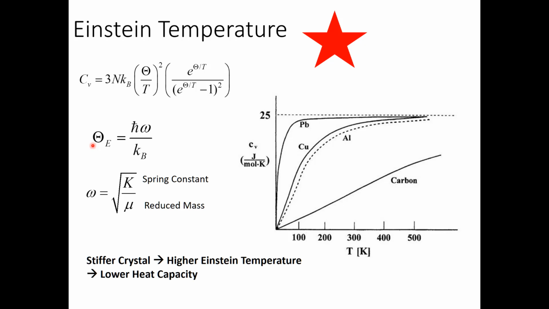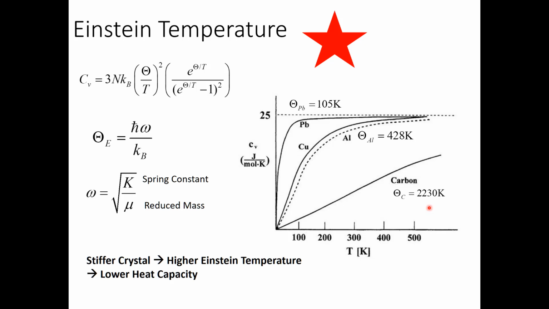So basically, what you'll see is that a stiffer crystal gives you a higher Einstein temperature, and it will give you a smaller heat capacity at a given temperature. So carbon has a smaller heat capacity. This diamond has a smaller heat capacity at a given temperature. Here are the actual theta values for these materials. So theta for lead is 105, theta for aluminum is 428, and theta for carbon is 2230.